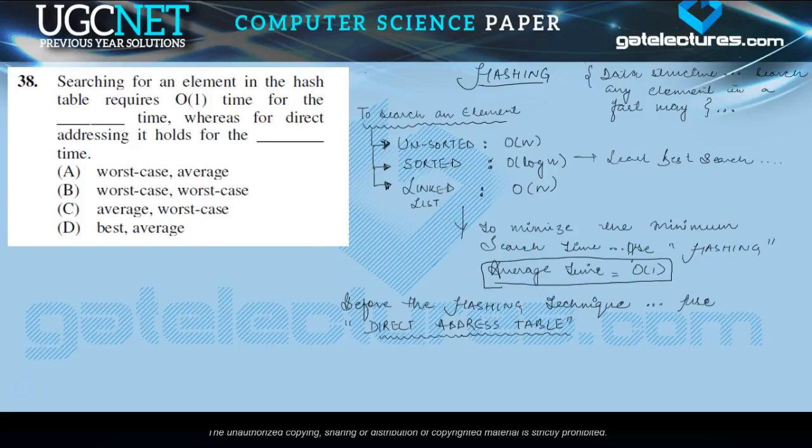To search an element, we have different data structures out there, and if we use an unsorted data structure, it takes order of n time. In a sorted data structure, it takes order of log n time. In a linked list data structure, it takes order of n time, and in these data structures the best search is order of log n. But we want to minimize this time also, and to overcome this problem, we use hashing, and the average time hashing will take is order of 1.